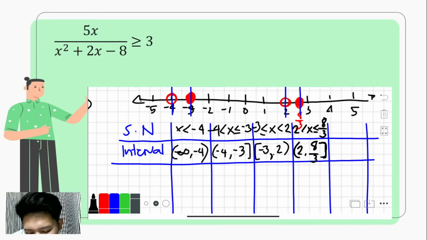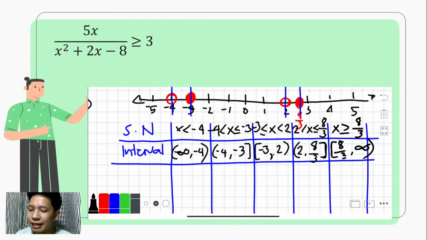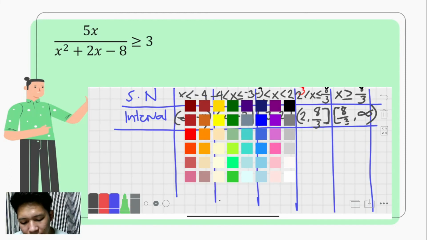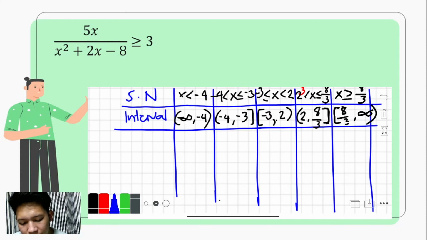And lastly, our last partition, this one. So from 8 over 3 included. So that would be x is greater than or equal to 8 over 3. Hence, our interval would be from bracket 8 over 3 to positive infinity. Okay, so that would be our set notation and interval. Next is that we determine test points. Alright, so test points.